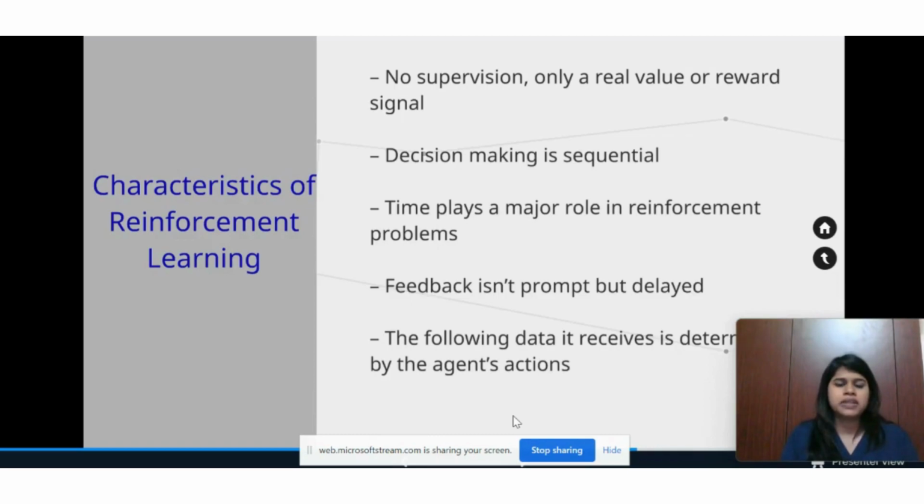The next is that decision making is actually sequential. It's not going to be parallel at a time. It's going to take an action at one time and know if it's going to reward it in a positive way or a negative way.